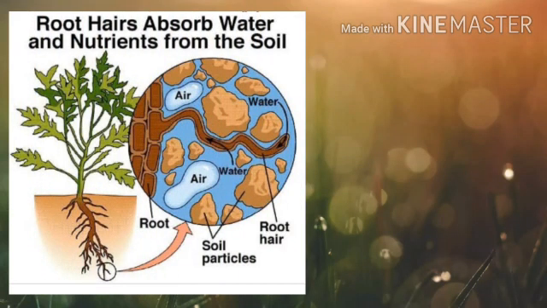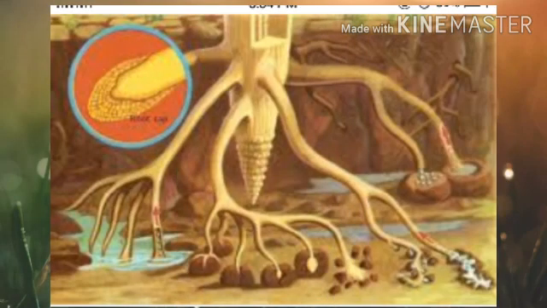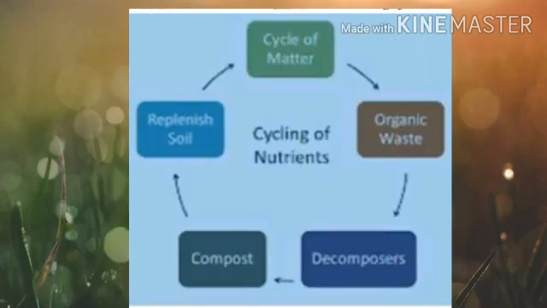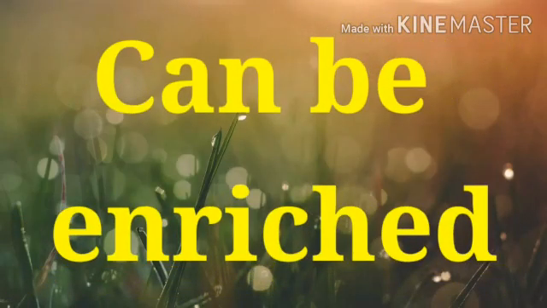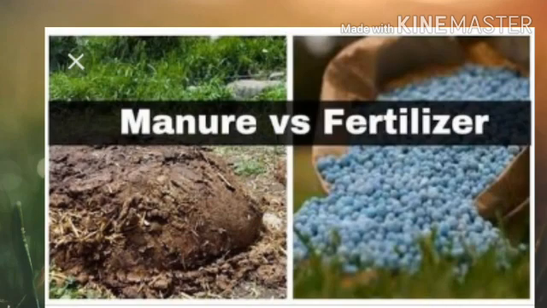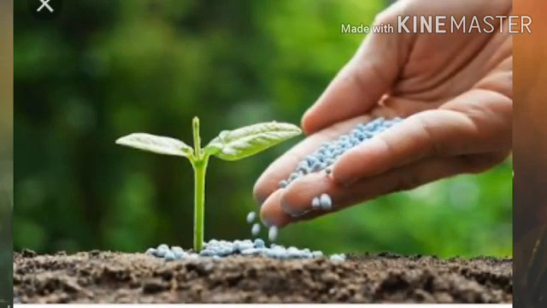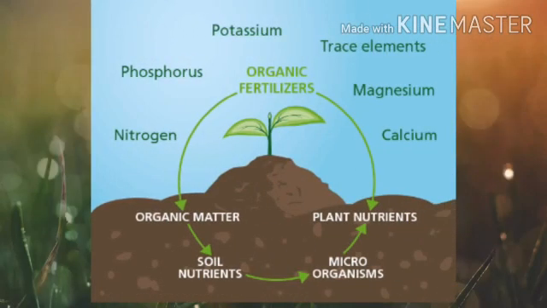Dear students, we already know that roots absorb water and minerals from soil for the process of photosynthesis. Now it is the time to understand how these nutrients are replenished in the soil. The declining nutrients in the soil can be enriched by adding fertilizers and manures. You must have seen farmers spreading fertilizers and manures to soil from time to time. These fertilizers and manures contain nutrients such as nitrogen, potassium, phosphorus, etc.